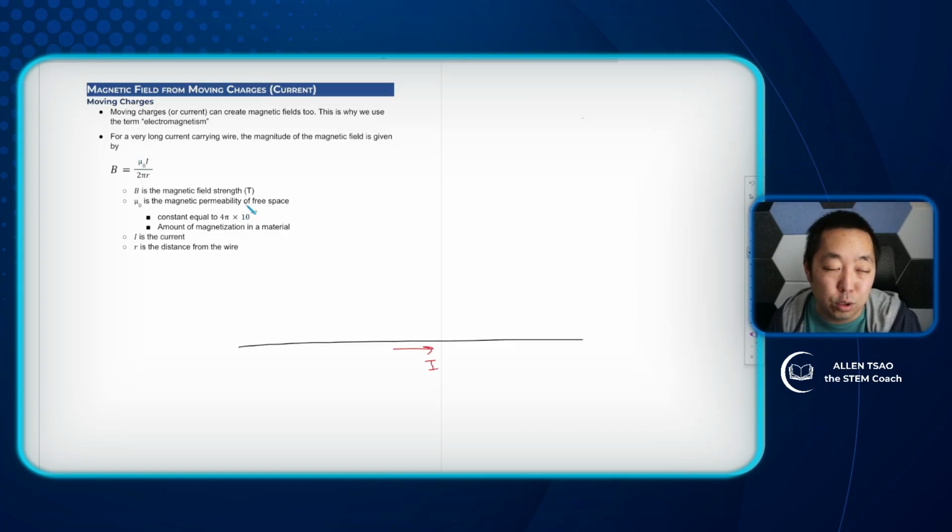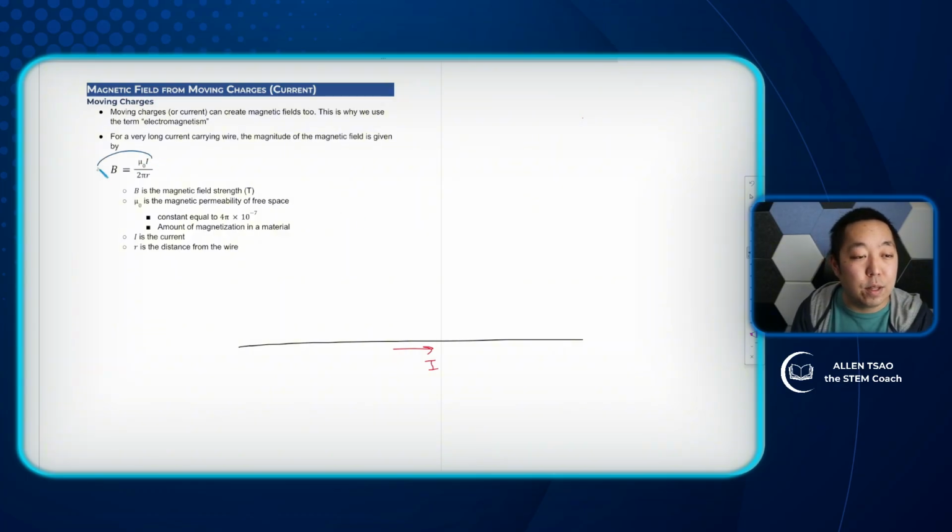In AP Physics 2 and even AP Physics C, we're not going to spend too much time talking about objects that have different magnetic permeability. We're mostly going to be using this in the context of space, air. But if you're talking about water or iron or things like that, the magnetic permeability can be different based on the material. But for the most part, we're talking about air or a vacuum. It's a constant, equal to 4 pi times 10 to the negative 7. Okay, I is the current in the wire and R is the distance from the wire. So this is the equation of the magnitude.